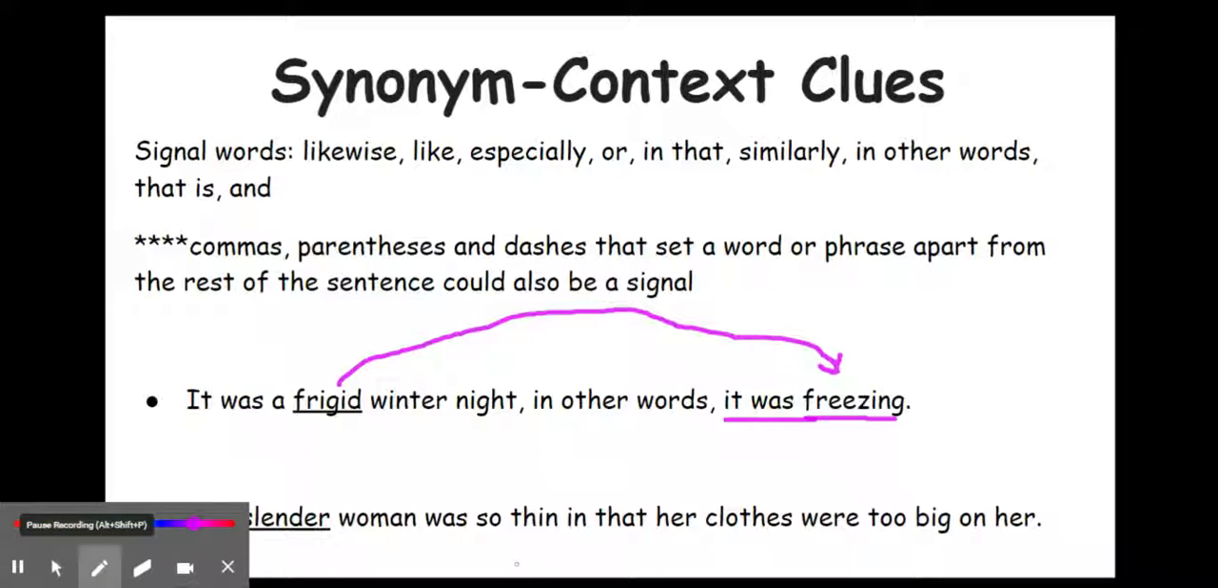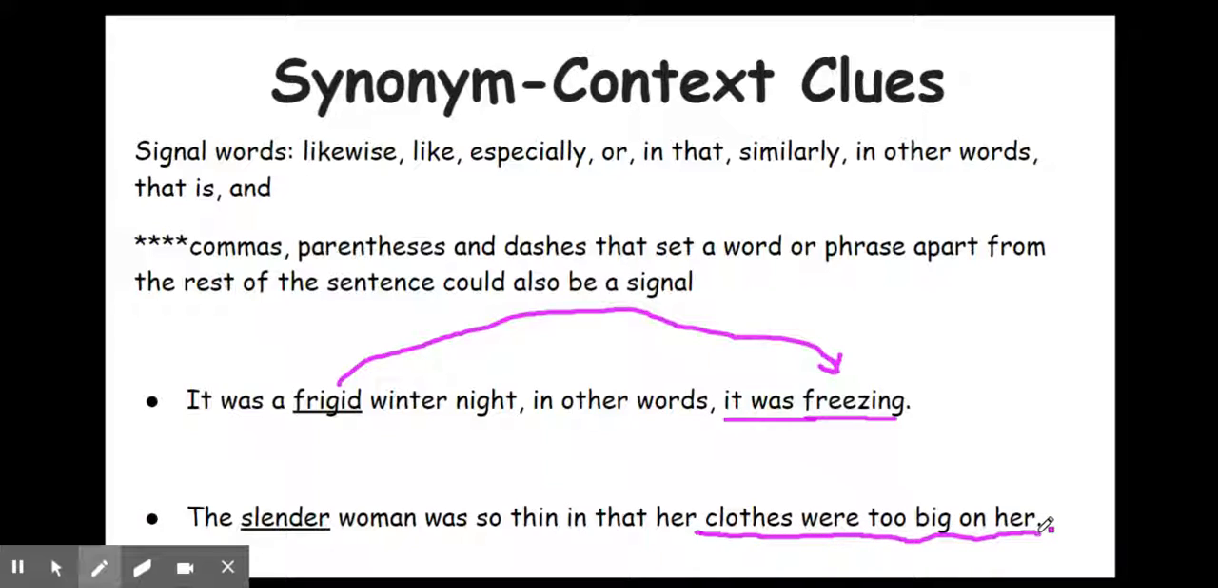Let's read the next sentence. The slender woman was so thin in that her clothes were too big on her. So we have the word slender, and we have a synonym that is nearby that gives us a similar meaning for it. And we must also consider the end of this sentence. It says, in that her clothes were too big on her. And then we also have a synonym here for slender. So she must have been thin. Well, her clothes weren't falling off of her, but they were too big on her. So she was thin.